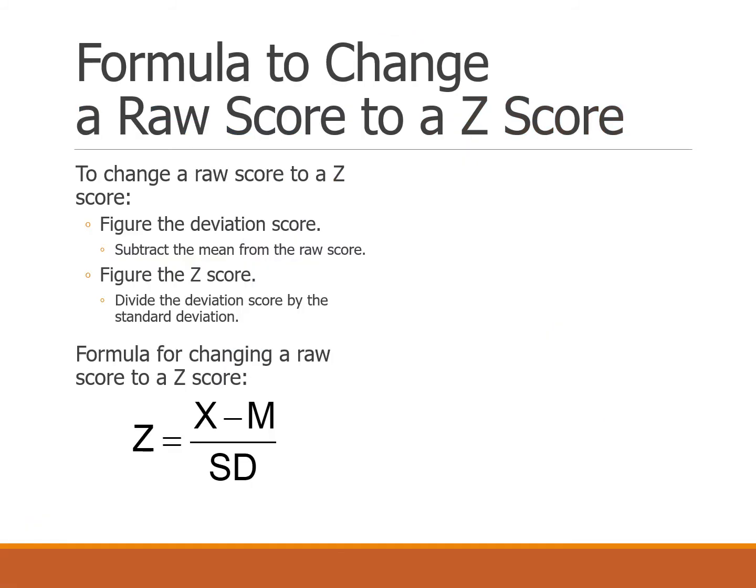Okay, so let's look at the formula for changing a raw score to a z-score. First, you have to figure the deviation score, which I showed you before. You subtract the mean from the raw score, and then you figure the z-score. So we're going to subtract the mean from the score, and that's your deviation score, and then we're going to divide by the standard deviation.